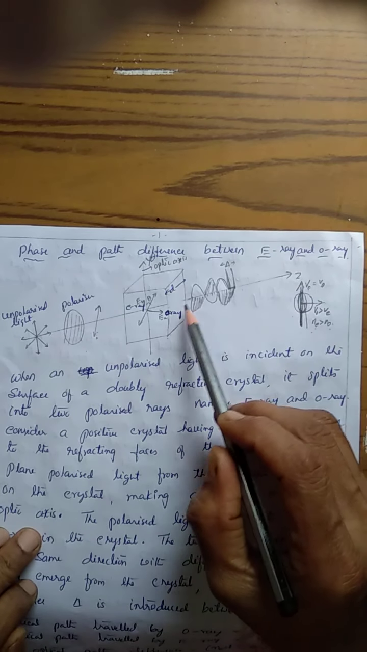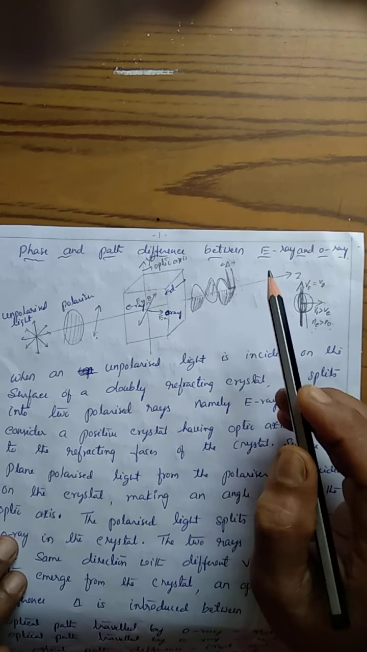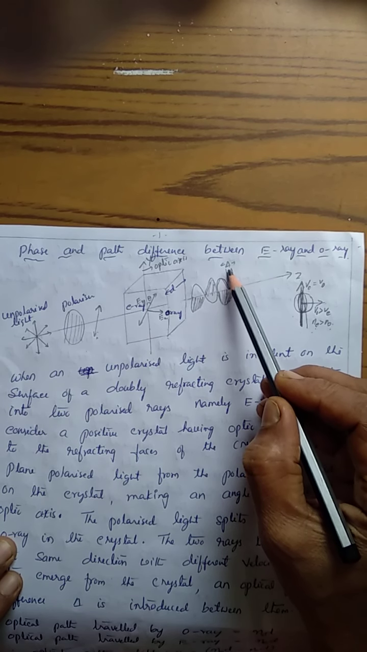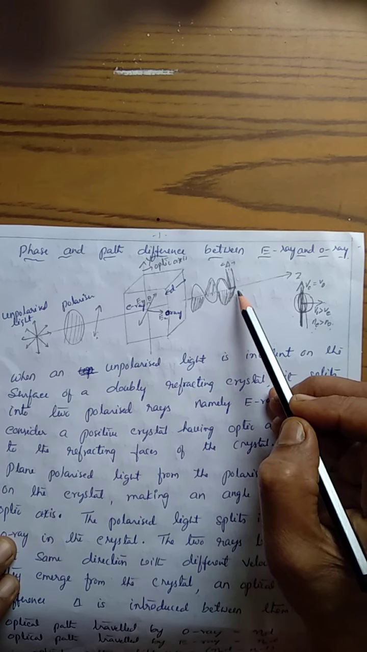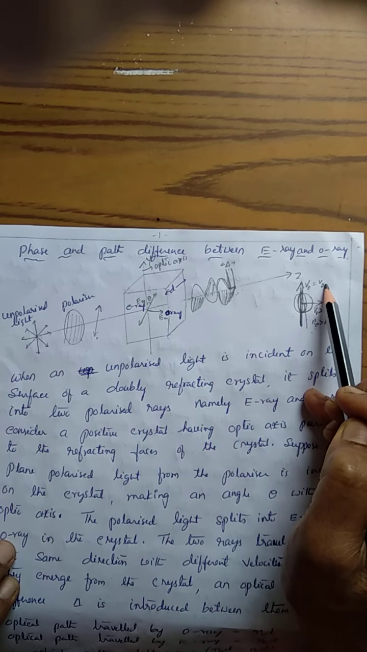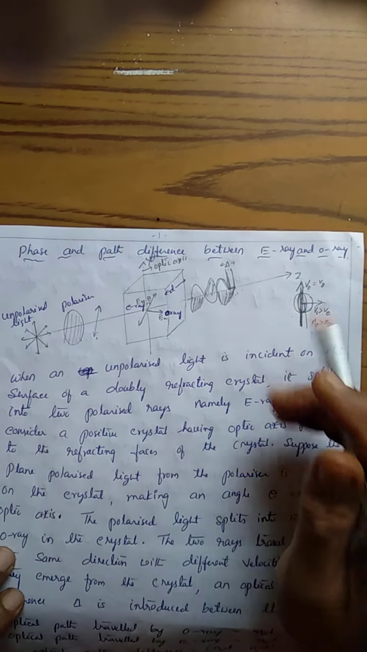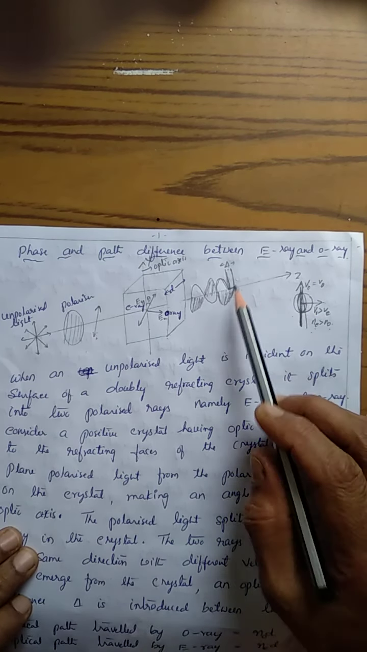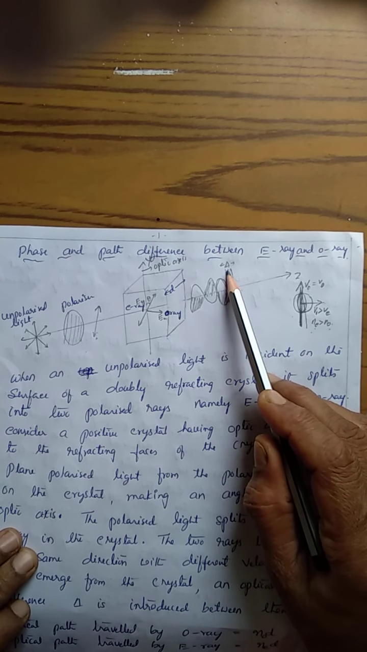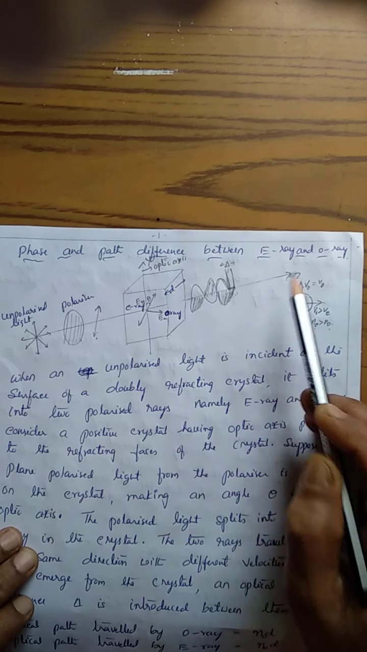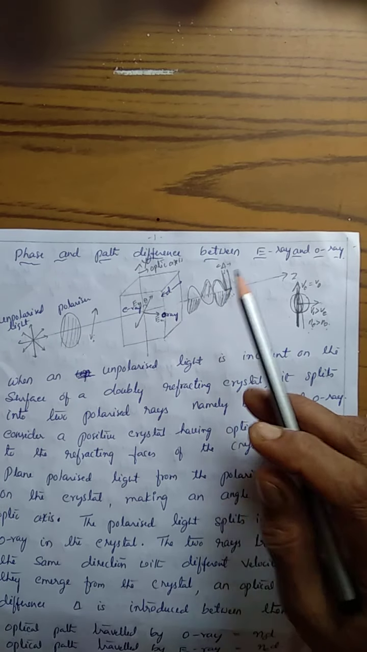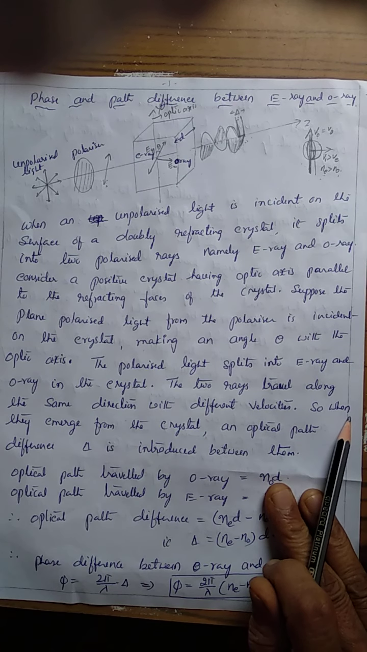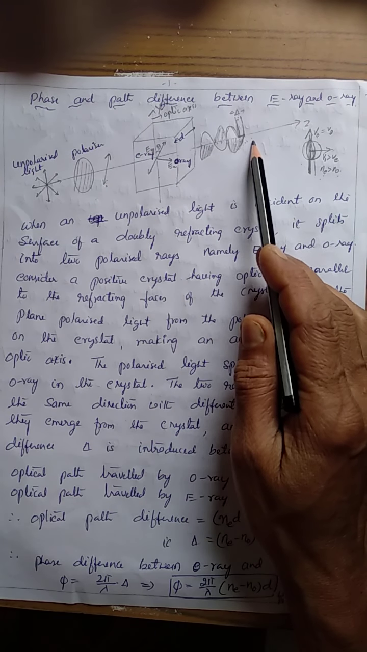So here we have the E ray and O ray traveling along the same direction but with different velocity. And as they emerge out of the crystal, a phase difference delta is introduced between them. Why? Because of this difference in velocity. VO moves faster than VE. That's why a path difference is introduced between these two rays. When there is a path difference, naturally a phase difference is introduced between those rays when they emerge from the crystal.